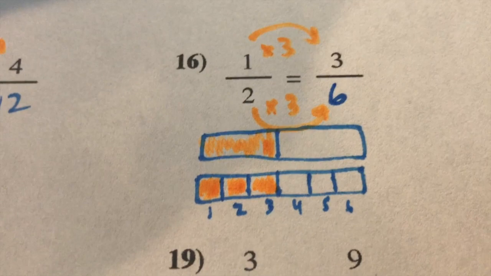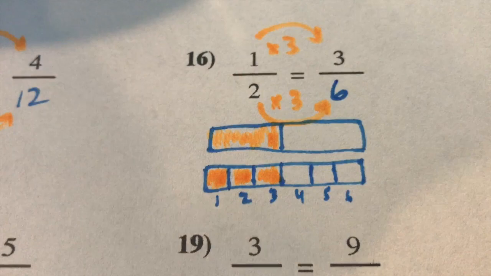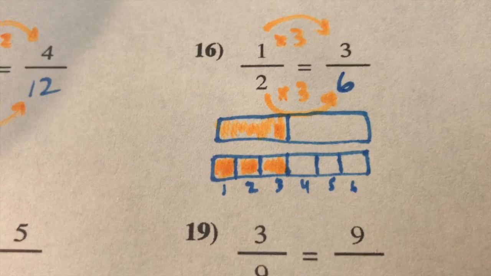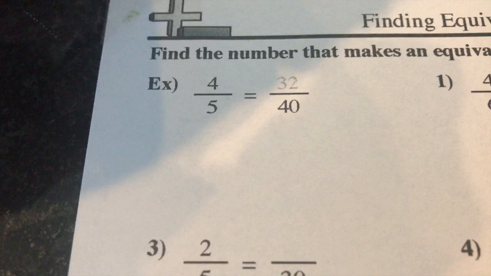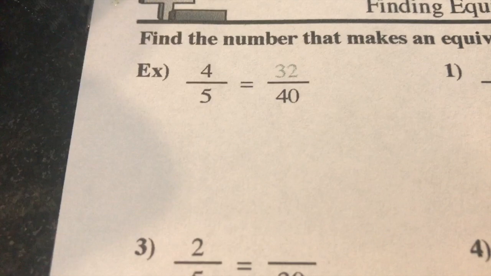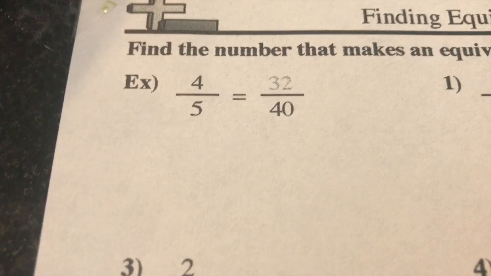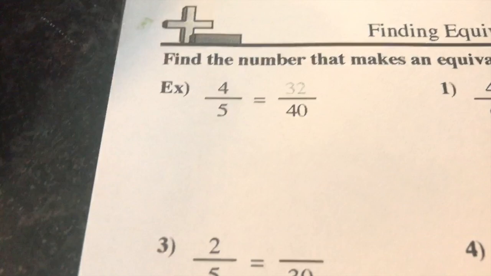All right, now that we've got this idea, we do the same to the bottom as the top, and this works for multiplying and dividing. Let's take a look at a couple of examples, see if we can do this without the models now. Right up here at our example, we've got 4/5 is equal to how many 40ths? Well, could you imagine drawing something and cutting it into 40 pieces? That's like having a piece of pizza and slicing it into 40 pieces. They're going to be really small, so if you're going to get hungry, you're going to have to eat a whole lot of those pieces. So let's see what 4/5 actually is equal to when we've got 40ths.